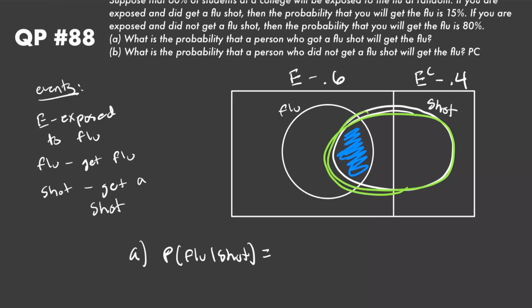So what other information does it tell us? Well, it says that if you are exposed and you did get a flu shot, the probability you get the flu is 15%. So the probability you get the flu, given you are exposed and you got a shot, is 15%. So what is that saying? Well, it's saying when I restrict my sample space to E intersection shot, the probability I get the flu, so the blue region divided by the salmon region, is going to equal 15%.